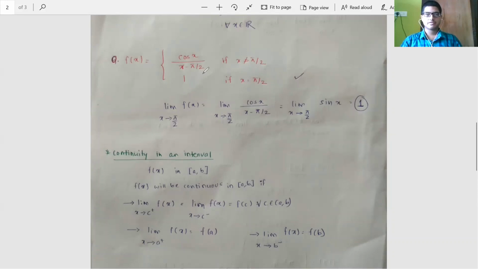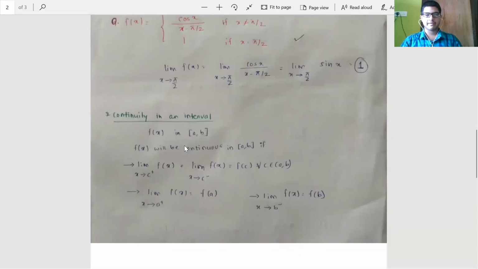Now let's comment. We covered till now continuity at a point. Now let's cover continuity in an interval. So f(x) in [a, b], we have to comment that a function f(x) is continuous in an interval, say a to b closed. So this is the definition you can see here.